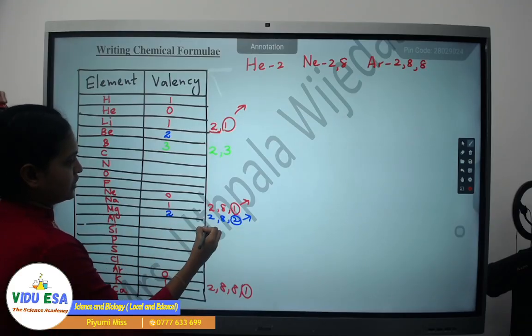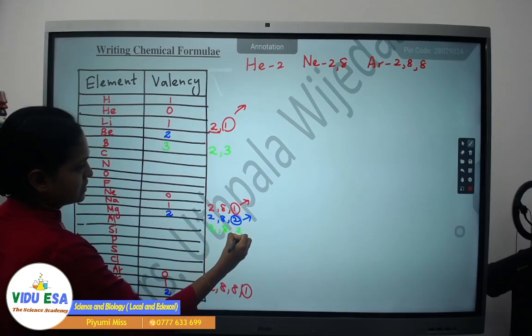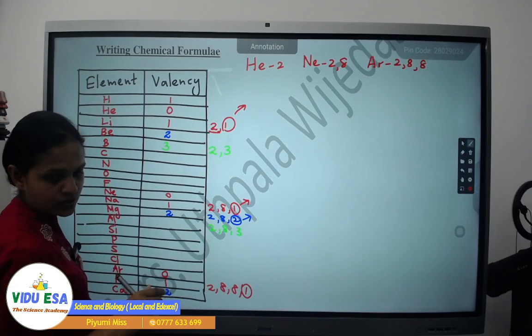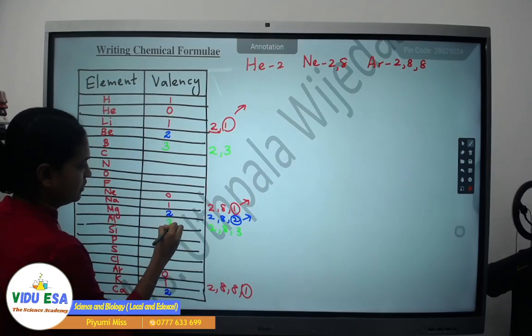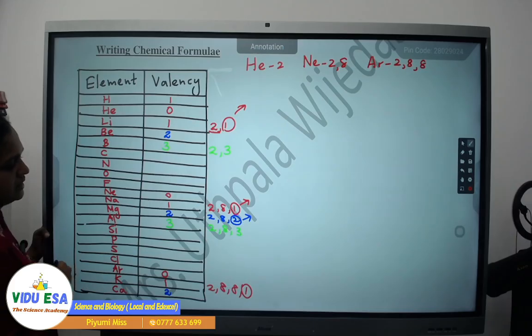Then when it comes to aluminium, that is 2,8,3. So aluminium also can remove these 3 electrons, or keep these 3 electrons in common. Therefore, aluminium also gets the valency 3. Right? Aluminium valency 3. Right?